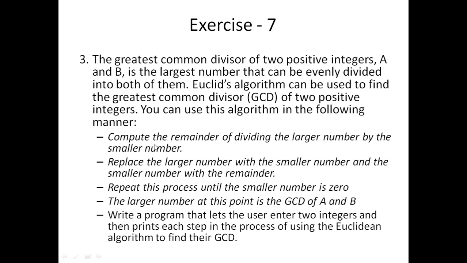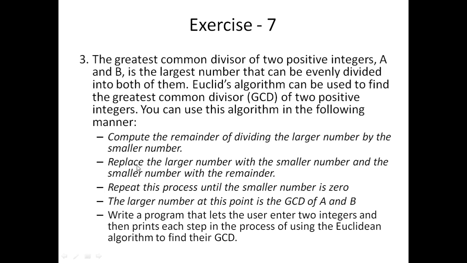This is the algorithm. What you have to do is compute the remainder of dividing the larger number by the small number. Here we will be inputting two numbers, one small number and one large number. Maybe it will be 25 and 36, like that we will be inputting. So you compute the remainder of dividing the larger number by the small number. So 36 mod 25 should be found out. The remainder will be 11.